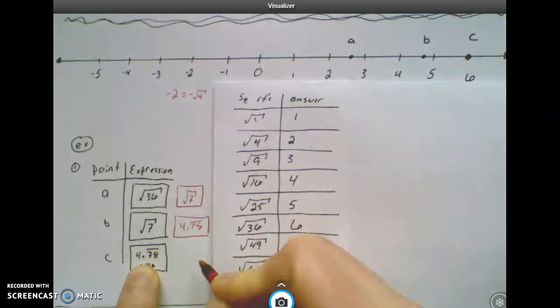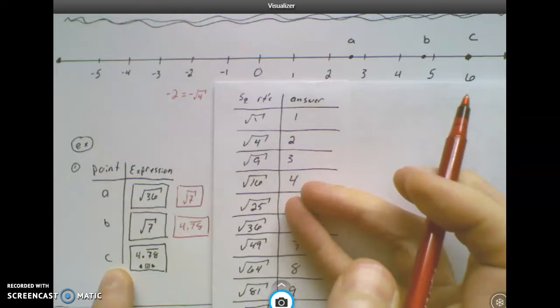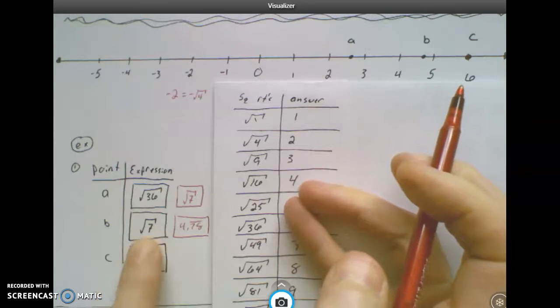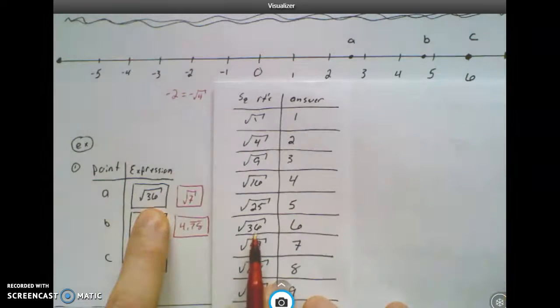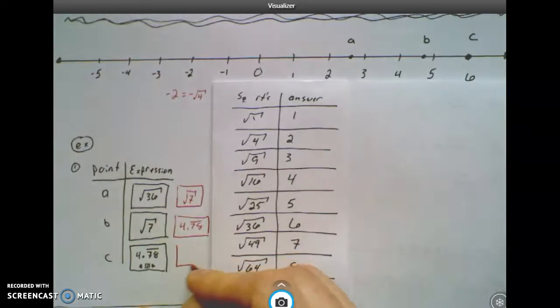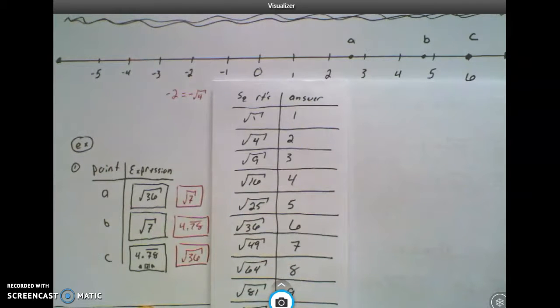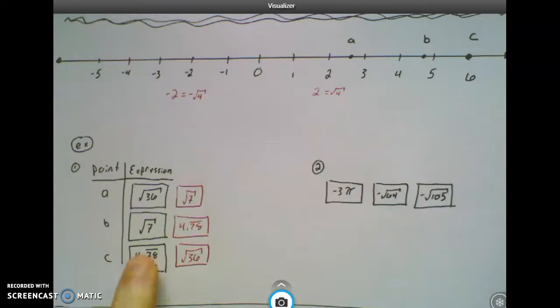repeating here, and then C we already talked about, right, is 6, and if I look, the square root of 36 is 6. So C is 6, or the square root of 36. Okay, so that's all we're going to be doing for these ones, right? You're just going to be dragging these things and reorganizing them.